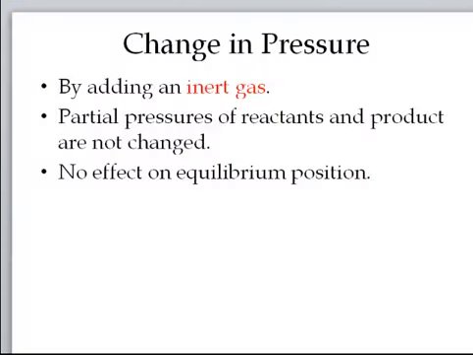Let's talk about one more thing that happens with pressure, and that's what happens when you add an inert gas. Now, if you think about adding an inert gas, we're talking about adding some krypton or some argon, something that's not going to react.